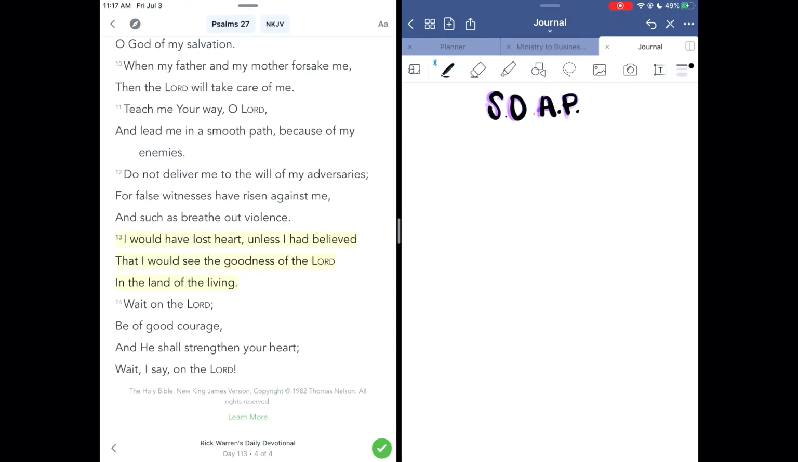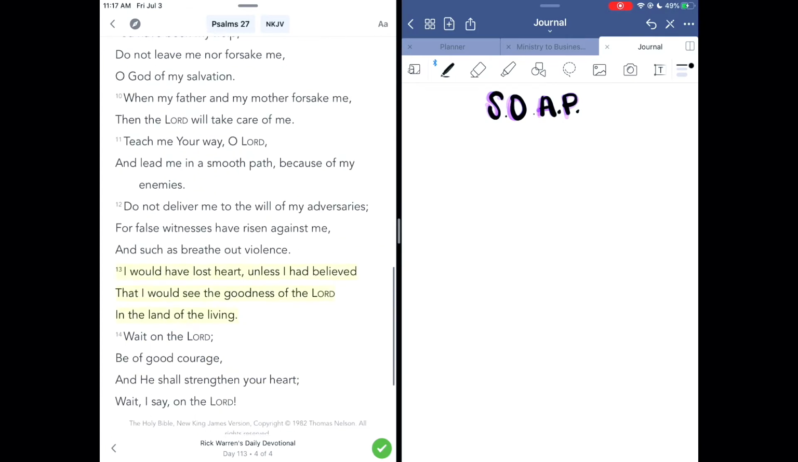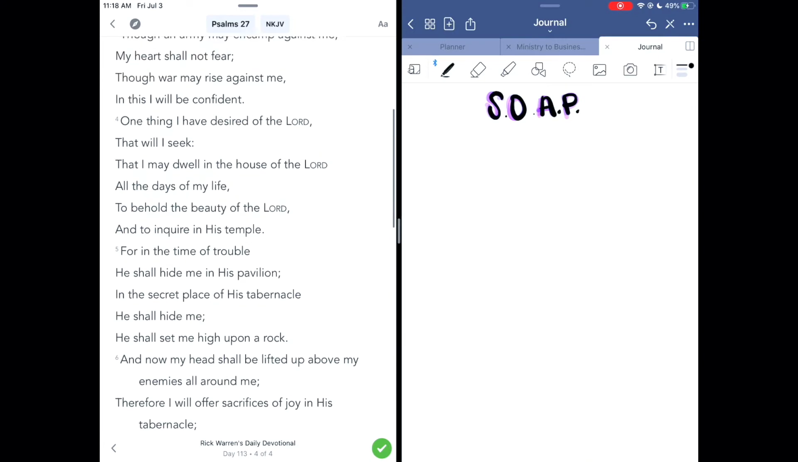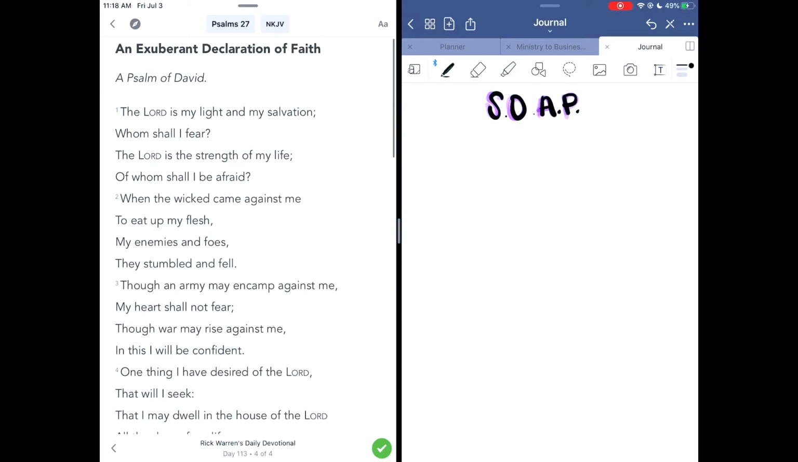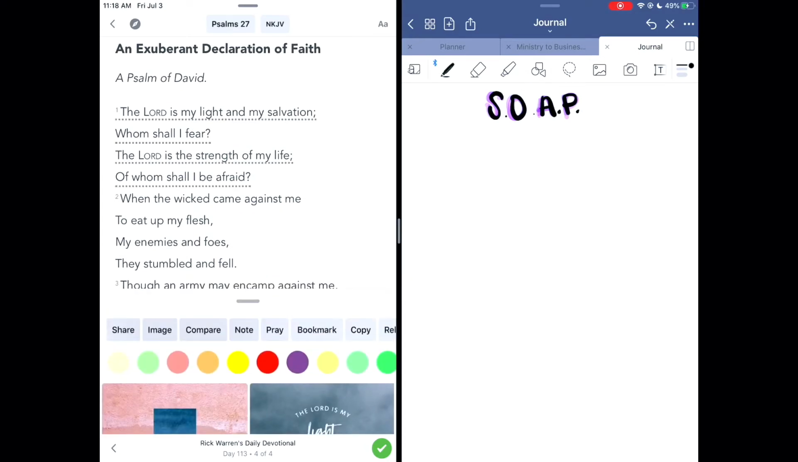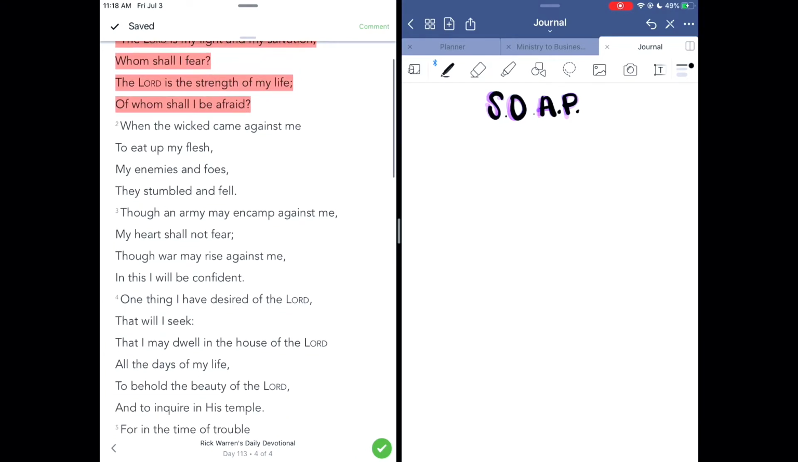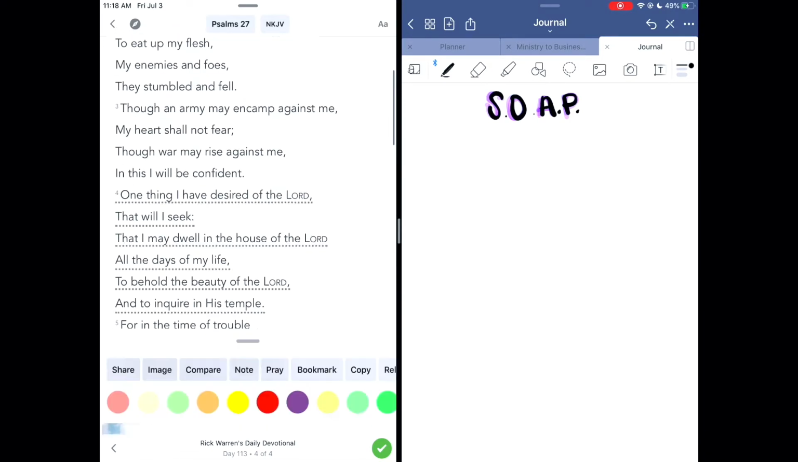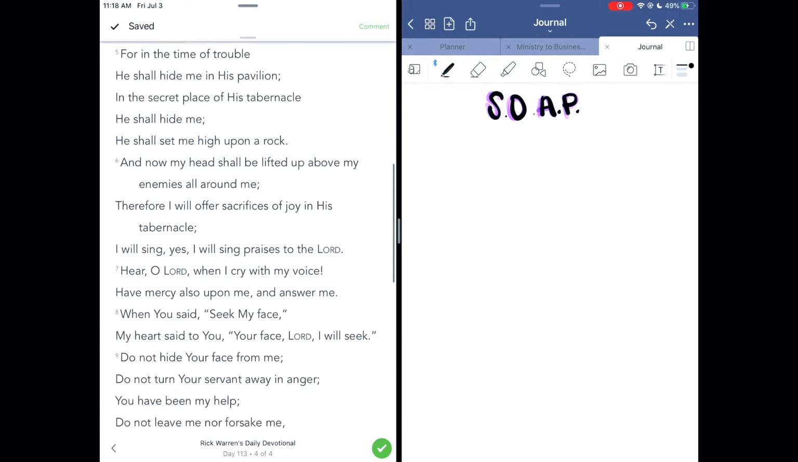And so I went to the whole chapter. I feel like it's very important to read the whole chapter because you get the context of the scripture. And I think that's really important, especially when it comes to the observation part and the application. So I basically just went through the whole chapter and read it and highlighted anything that I felt stood out or that was speaking to me.